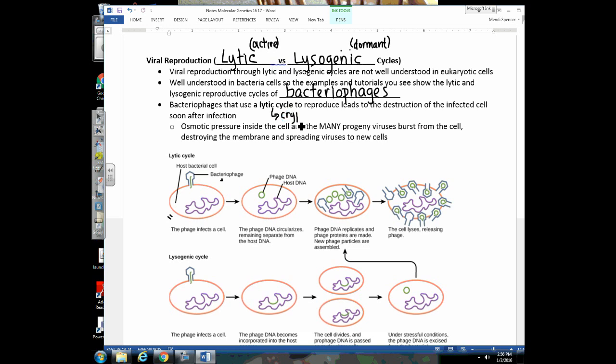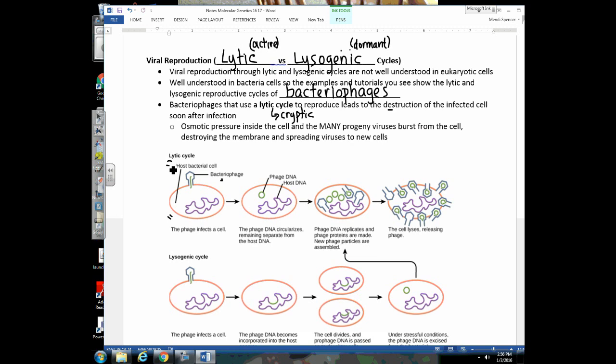To help you remember what takes place in the lytic cycle, I like to think of lytic as cryptic. A crypt is a place where you put a dead body. So crypt or cryptic means death. If a virus enters the lytic cycle, then that's going to lead to immediate destruction of that infected cell soon after infection. So here's a diagram of the lytic cycle.